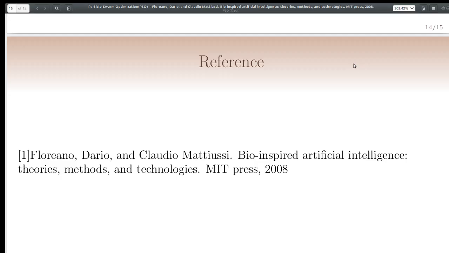These slides are prepared based on the prescribed textbook, Bio-Inspired Artificial Intelligence: Theories, Methods and Technologies by Floreano et al.